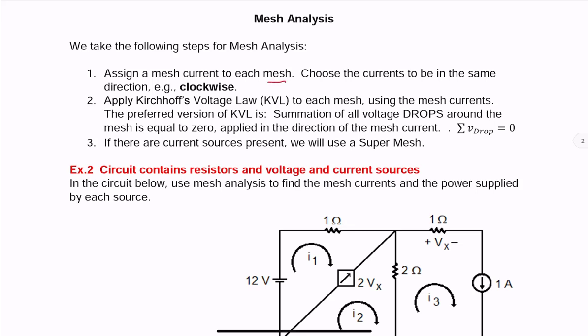To do mesh analysis, we assign mesh currents to the meshes in the same direction, commonly clockwise. Then we apply Kirchhoff's voltage law to each mesh, written as summation of voltage drops across the elements equal to 0, and we do that in the direction of the mesh current. If we have current sources, we use supermeshes.